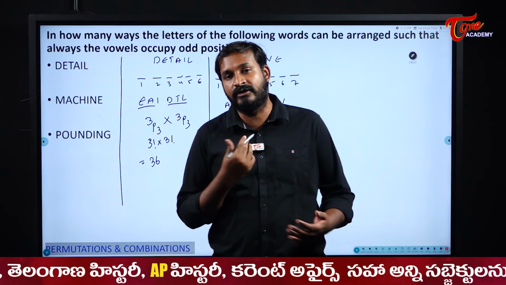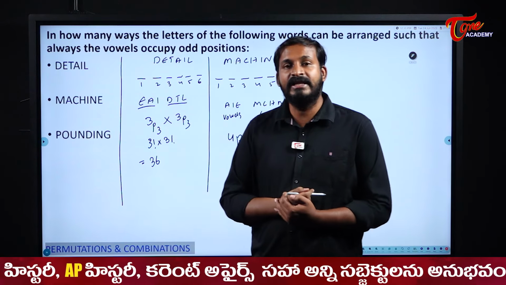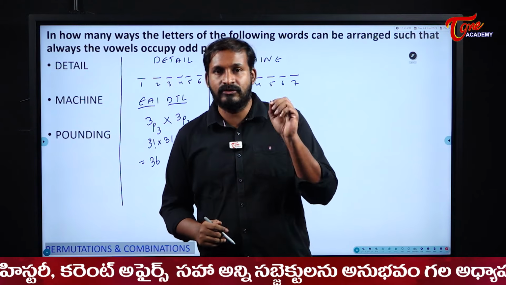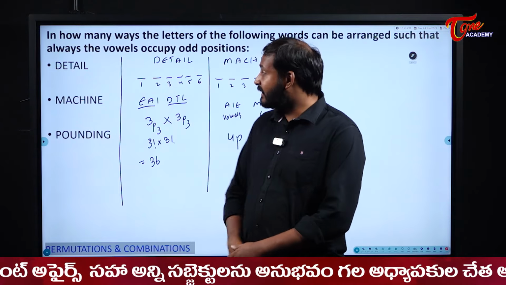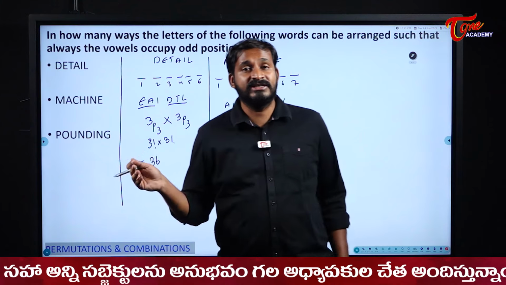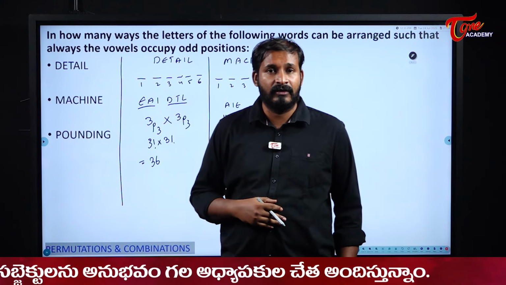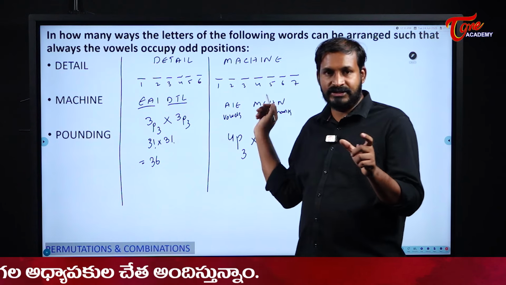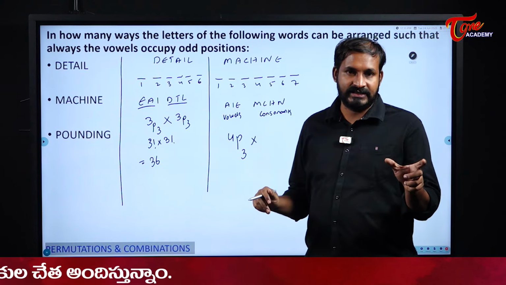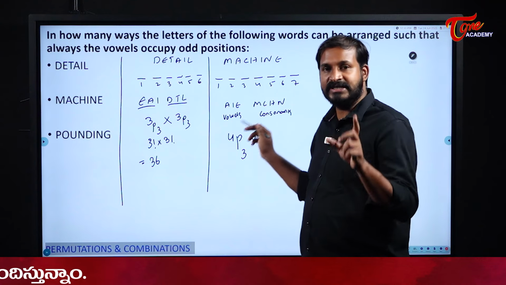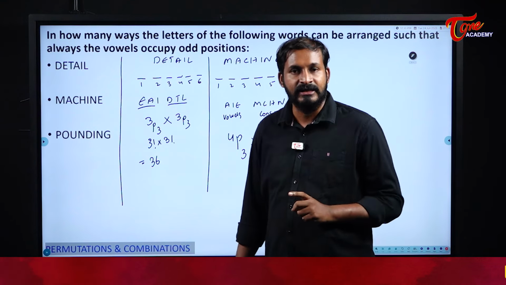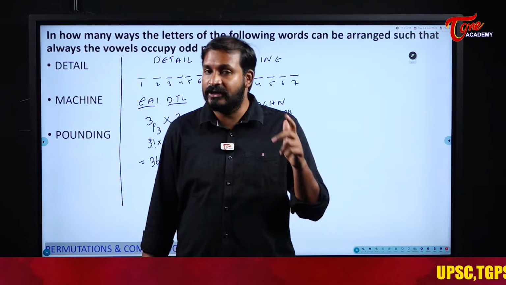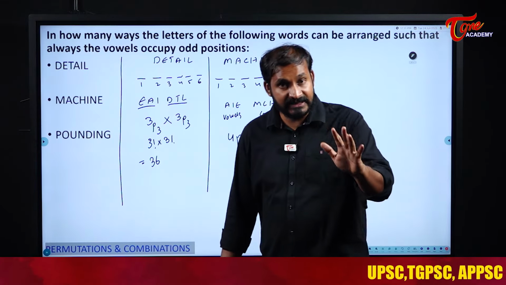even positions. How do we need to fill, sir? See, please read the condition carefully. Vowels should occupy odd positions. Did they mention anywhere that consonants should not occupy odd positions? No, right? That means out of 4 odd positions, 3 will be filled by vowels, and we will be left with 1 more odd position, right? With what do I need to fill that odd position? I need to fill that one with consonants only.